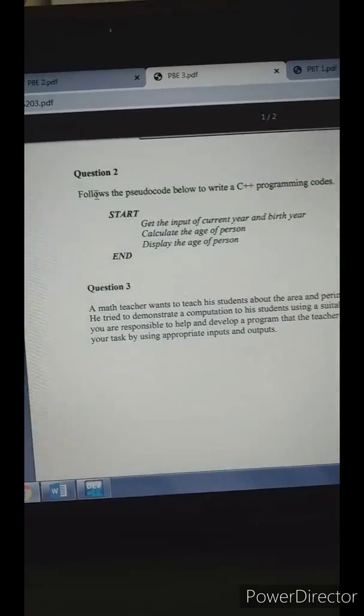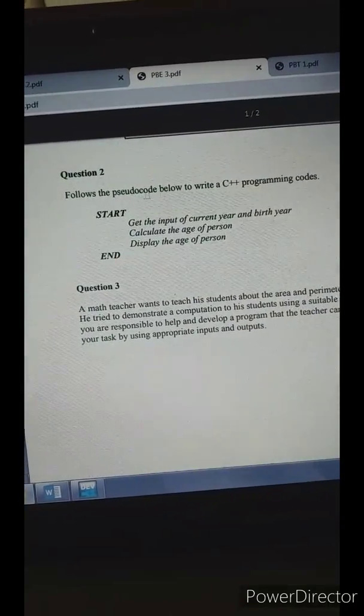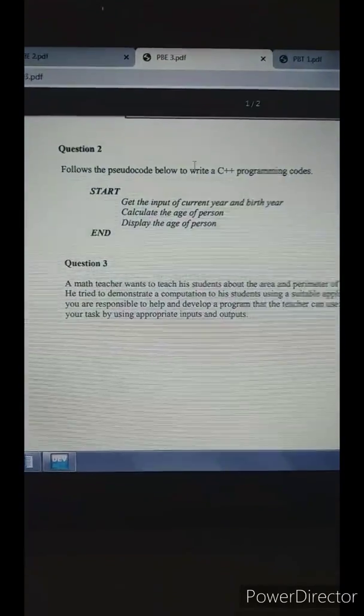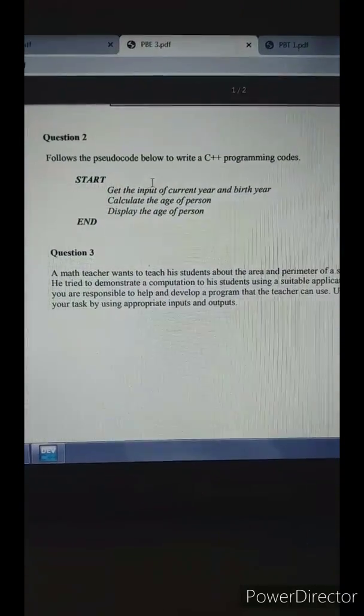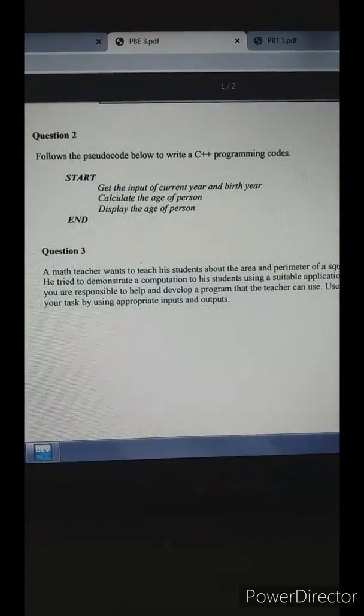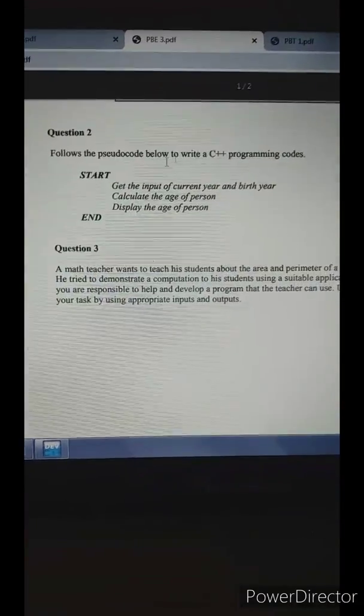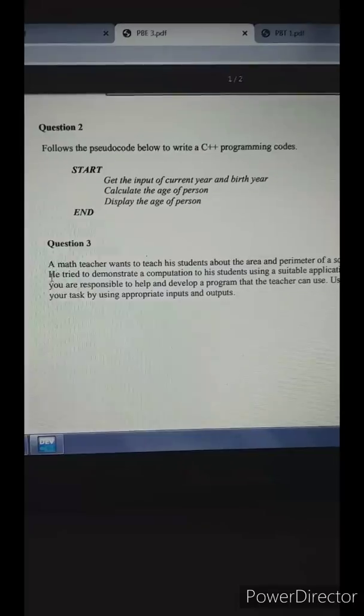We move to question 2. Question 2 is: follow the pseudocode below to write a C++ programming code, which means using this pseudocode we have to write a C++ programming code. You have to do coding, yeah?